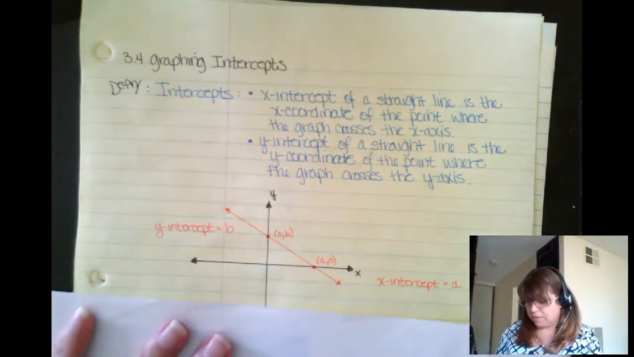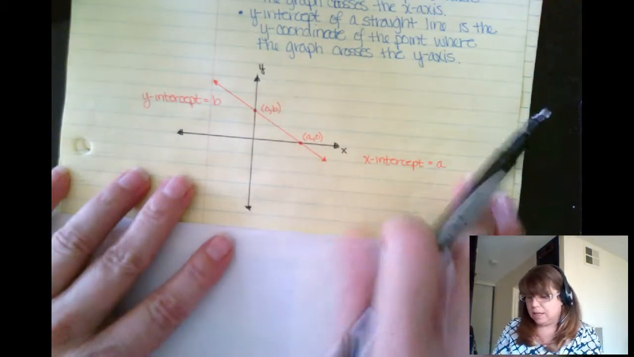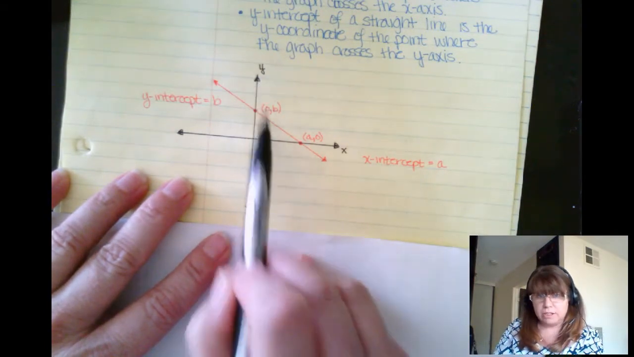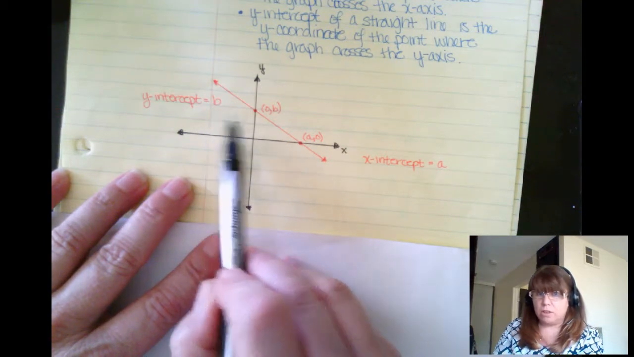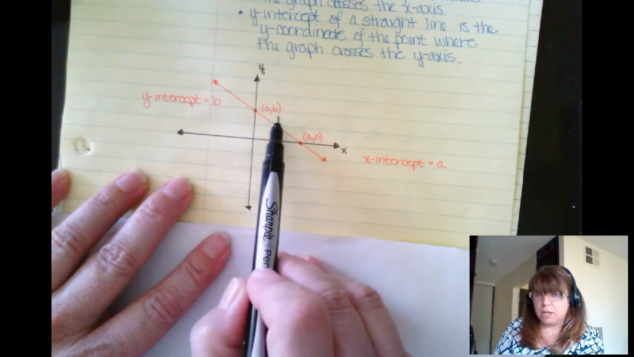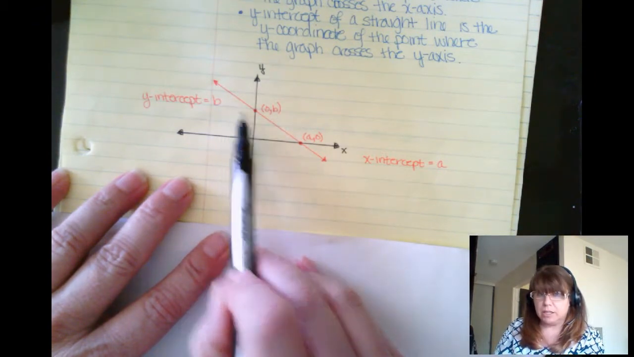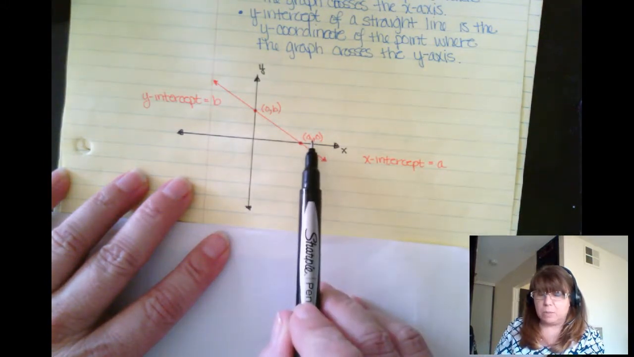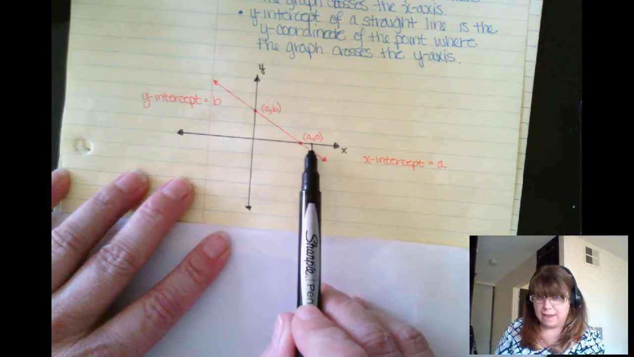So let's see it graphically. So, generic graph, I have a line, and at the point (0, b), it crosses the y-axis. So the y-intercept equals b. Not the point (0, b), but just the y-coordinate, which is b. Similarly, the x-intercept is at the point (a, 0), but it is just the x-coordinate of a.